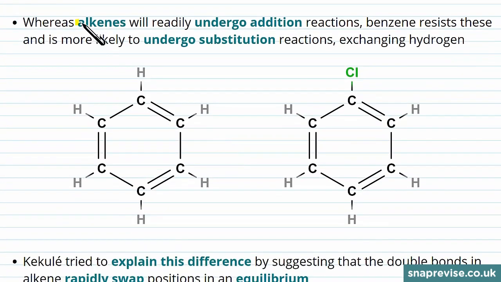Alkenes will readily undergo addition reactions where the double bond will open, become a single bond, and accept two more species onto each of the carbons. Benzene resists these reactions and is far more likely to undergo substitution, where we remove a hydrogen from the benzene and add on a chlorine atom.